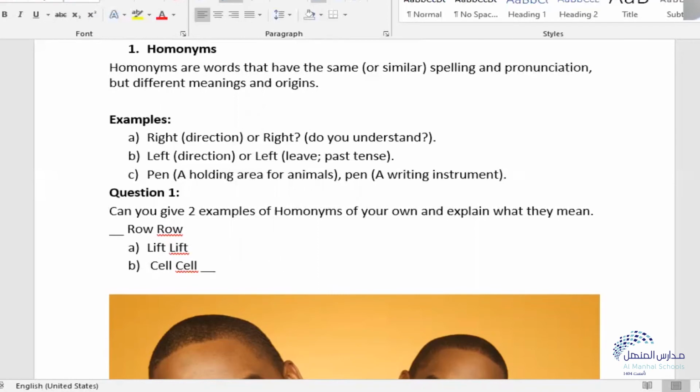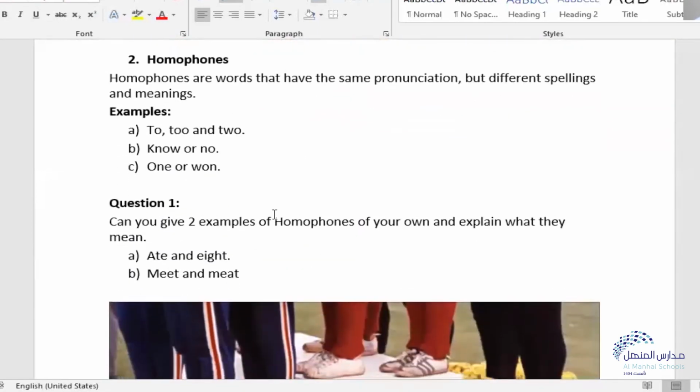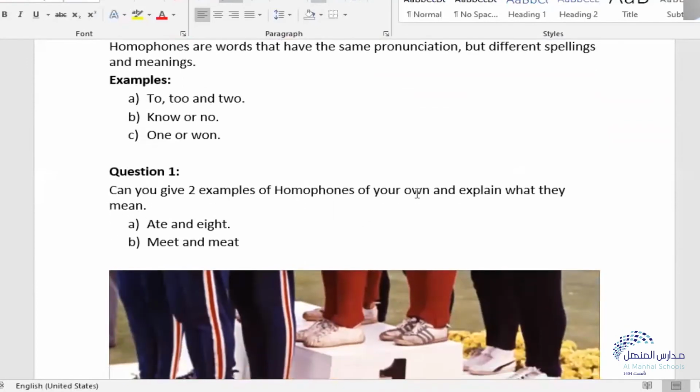The students said cell and cell. The one was a jail cell and the other one was like a cell phone. So I should have a comma there. So cell and cell were the two homonyms there. Very good answers. The homophones, again here you had to give two homophones of your own and explain the meanings.